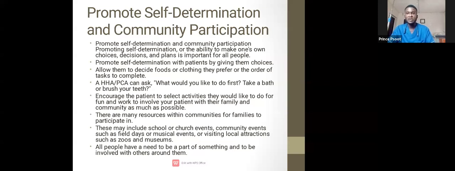There are many resources within communities or families to participate in. This may include school or church events, community events such as field days or musical events, or visiting local attractions such as the zoos and the museums. All people have a need to be part of something and to be involved with others around them. So this should not be neglected.